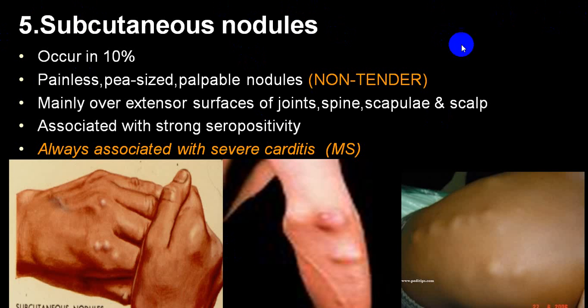Fifth sign is subcutaneous nodules, which is in 10% of the people. Again, these nodules are painless, pea size, palpable, and as they are painless, they are called non-tender. And they are most commonly seen at the elbow, knuckles. These are knuckles, these are small nodules, you can see subcutaneous nodules. And on the back, along the spinous process, very, very typical. Mainly over extensor surface of joints, spine, scapula, skull, and there will be seropositivity, meaning ASO titer, anti-streptolysin titer may be high. Very, very common, and it is very frequently seen along with carditis, but only in 10% of the people. Good number of times this is again missed.